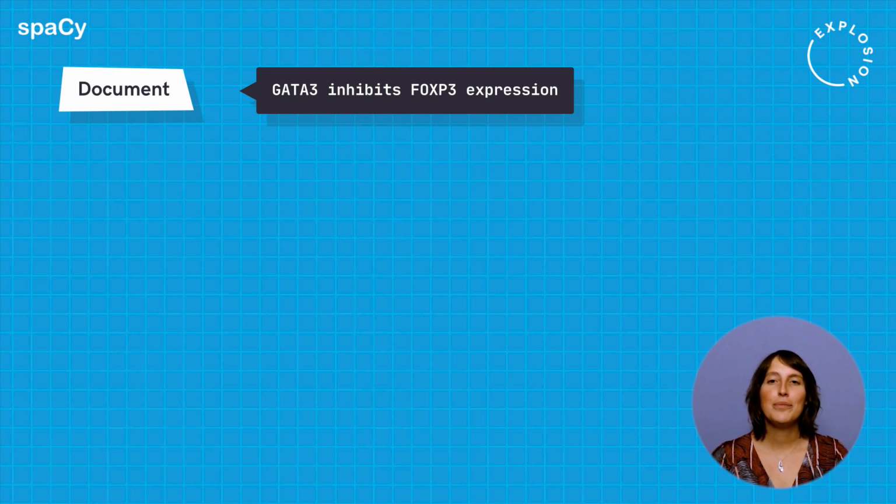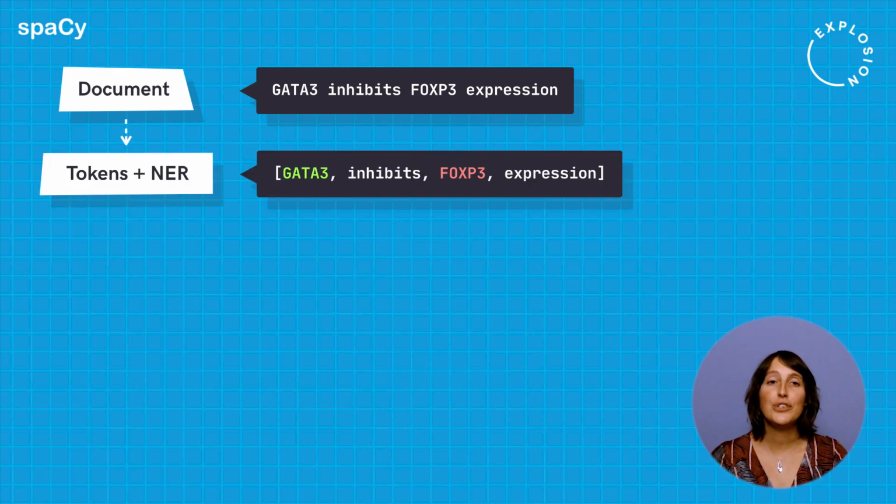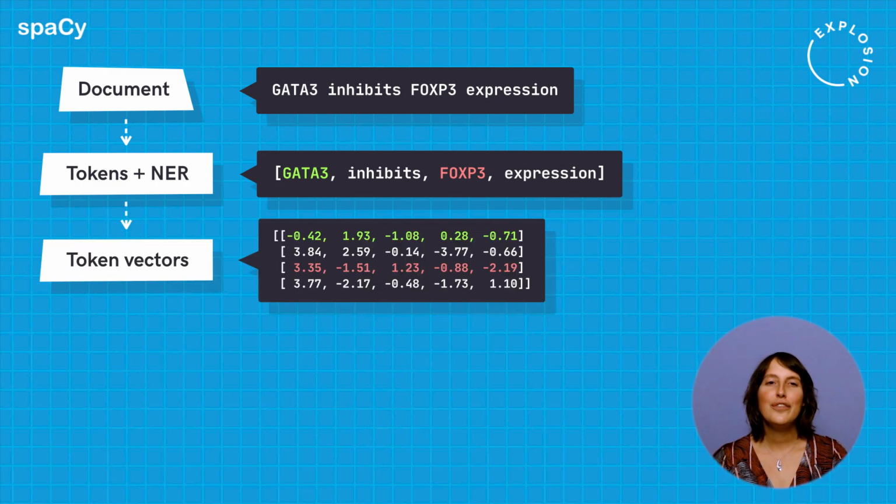This example document has just one sentence reading GETA3 inhibits FOXP3 expression. The sentence has 4 tokens and 2 named entities referring to human genes. In the first step, we translate each token into a vector.